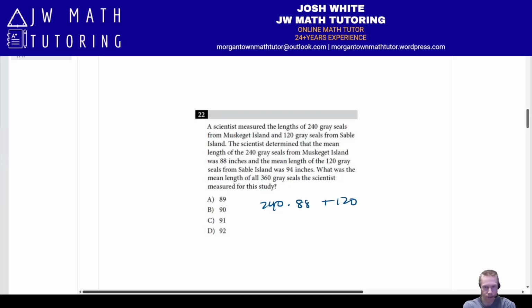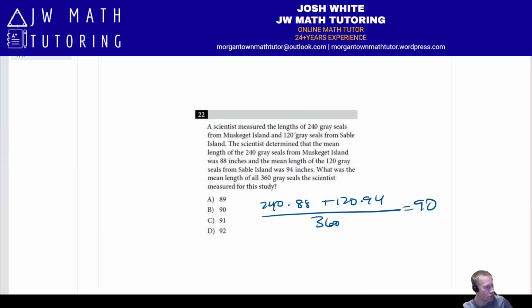Then adding to that the number of Muskeget Island gray seals, the number of them times their mean length. Then Sable Island, number of them times the mean length. You add all that together, and then you divide by the total number of seals, which is basically 240 plus 120, or 360. Just go to Desmos. You can just type this whole thing in. It should work out to 90.